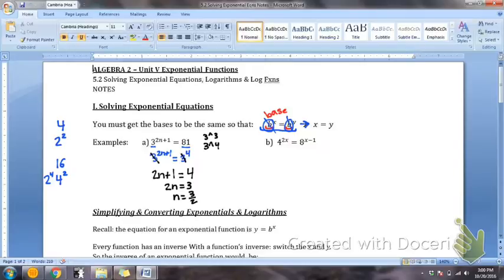Anthony says n equals 3 over 2. Anybody else get 3 over 2? Yep. Good.